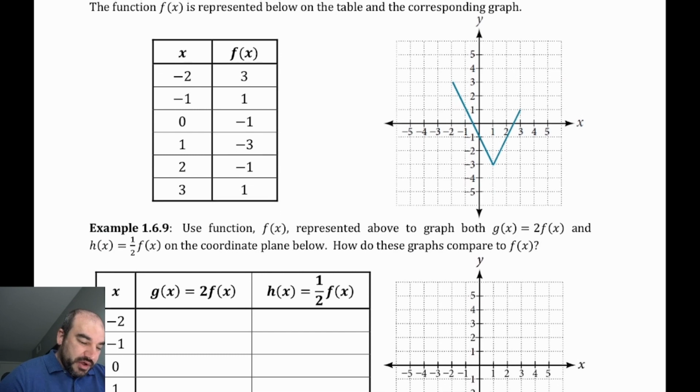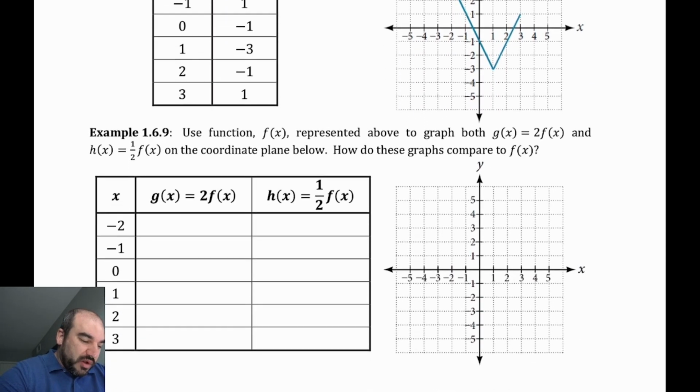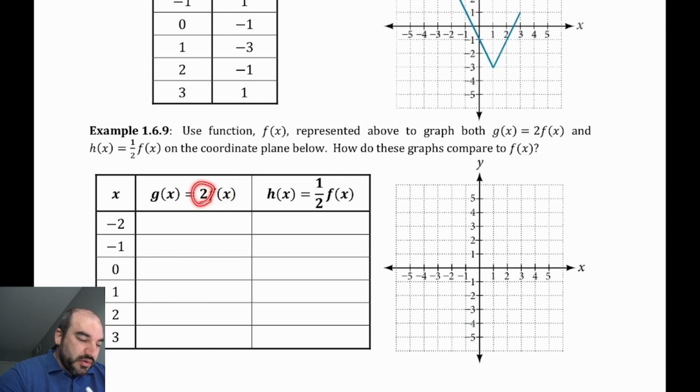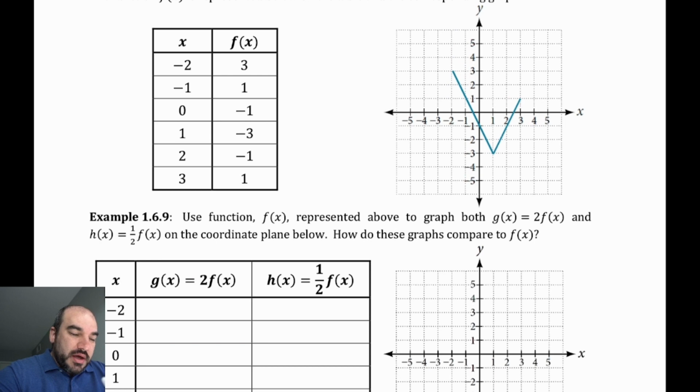So if we have a function that looks like this, for example, f of x, and we were to multiply the f of x by a 2 or multiply the f of x by a 1/2, those are going to have different effects. Essentially what happens is when we multiply by 2, the graph is going to vertically stretch, meaning from like a center line, the graph is going to stretch up and down, right? So we're going to vertically stretch the graph.